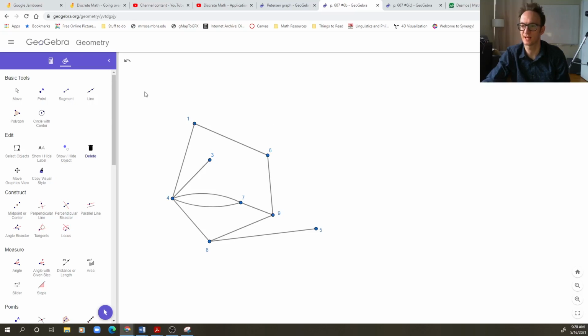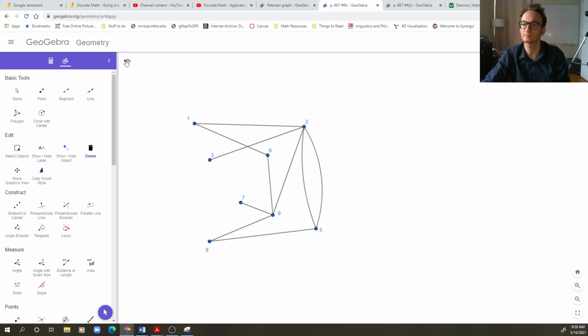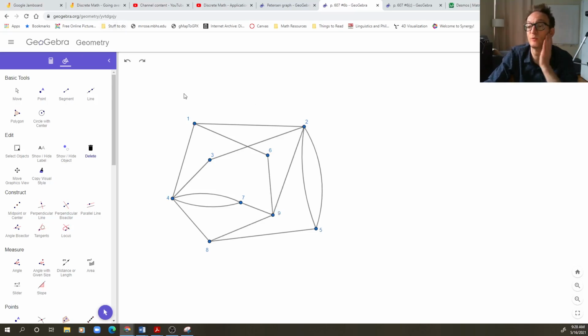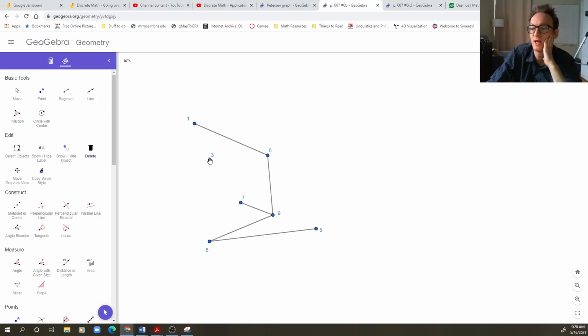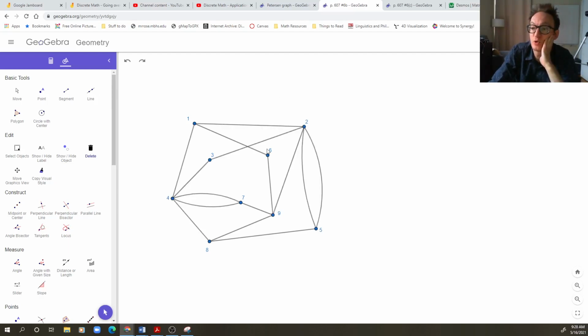Remove 2, still connected. Remove 3, still connected. This is beautiful. Remove 4, still connected. Remove 5, still connected. Remove 6, still connected. Remove 7, still connected. Remove 8, still connected. And remove 9, still connected. But can I remove 2 vertices and disconnect this graph? Easily, I can. For example, if I remove vertex 2 and vertex 4, 3 only had 2 connections. So if you remove the 2 vertices adjacent with 3, then certainly that's going to be the case.